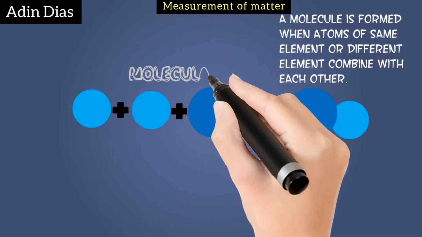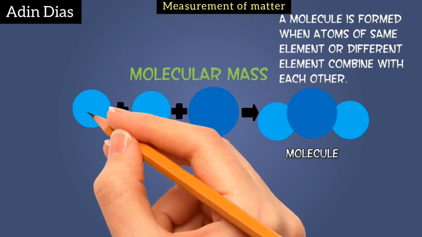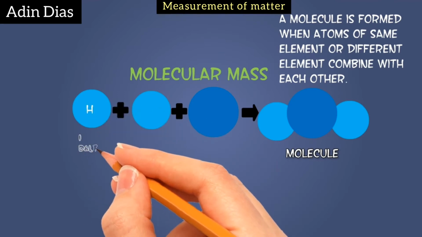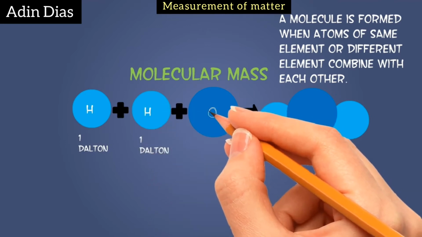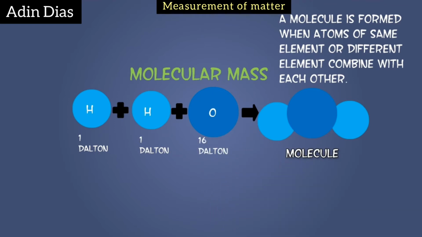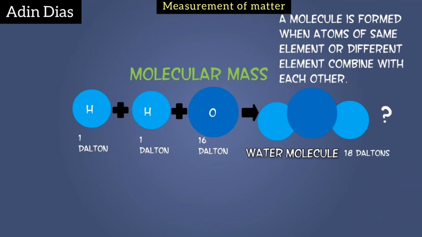Now, we will learn how to find molecular mass. Let's look at this example. Suppose there is 1 atom of hydrogen. Its atomic mass is 1 Dalton. Then the atomic mass of 2 hydrogen would be 2. Then, there is 1 atom of oxygen. It has an atomic mass of 16 Daltons. All of these atoms combine to form a water molecule, right? So, what is the total mass of the water molecule? You are right. 1 plus 1 plus 16 gives us 18 Dalton.